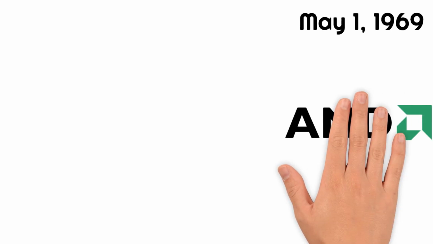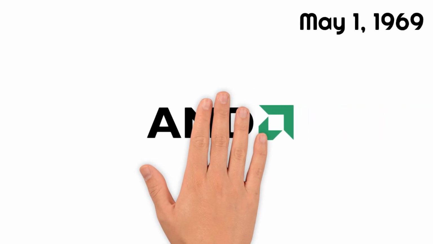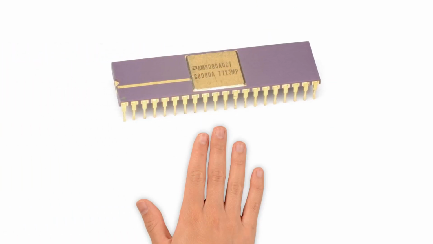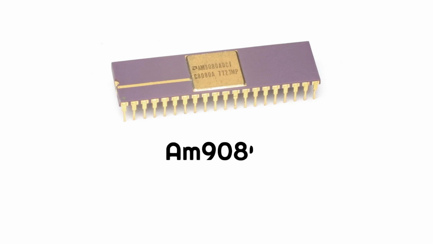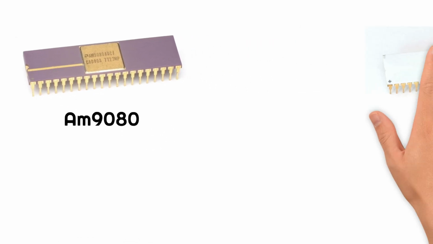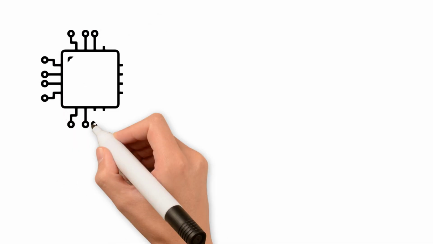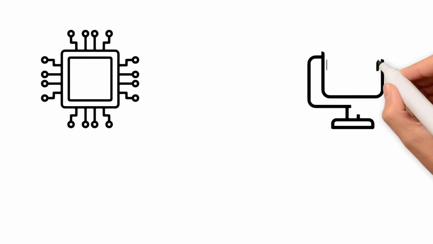On May 1, 1969, Jerry Sanders, together with a group of seven like-minded individuals, founded AMD. The company's first microprocessor was the EM9080, a clone of Intel 8080, created through reverse engineering and released in 1975. Today, both companies specialize in many areas, from processors to proprietary software.